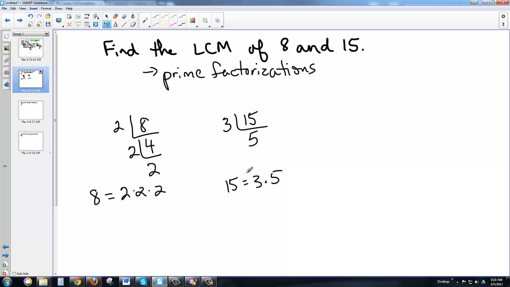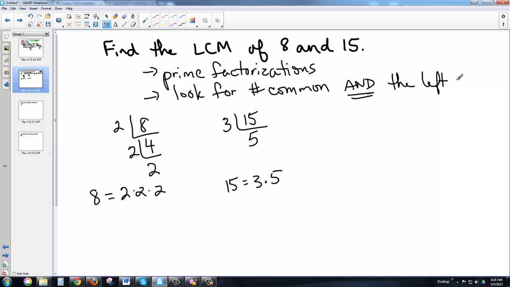Now here's where it gets interesting. Look for numbers common and the leftovers. If we tried to do a common factor here, problem, when I write these out like we did with the GCF, and I ask you to circle what's in common in these two lists, there is nothing. Absolutely nothing is circlable between these two. However, when we talk about an LCM, see that L? You have to remember to include the leftovers.